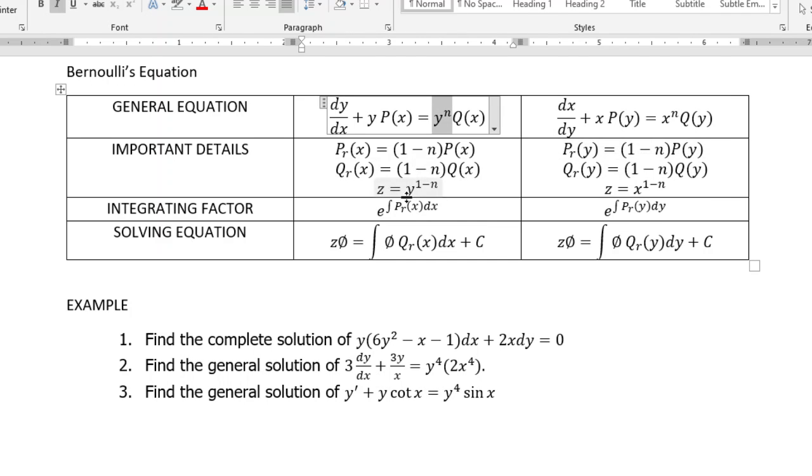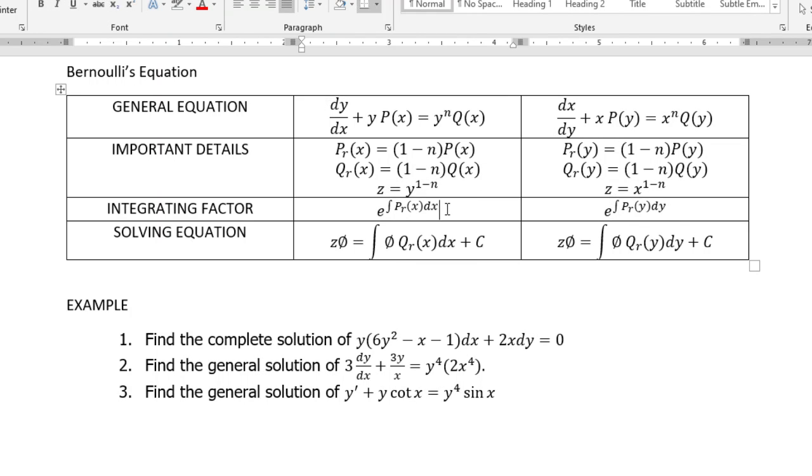So, meron din tayong sisingit, si z. Z will be equal to y raised to 1 minus n kapag dy over dx ang derivative natin. Pag dx over dy naman, z natin is x raised to 1 minus n.